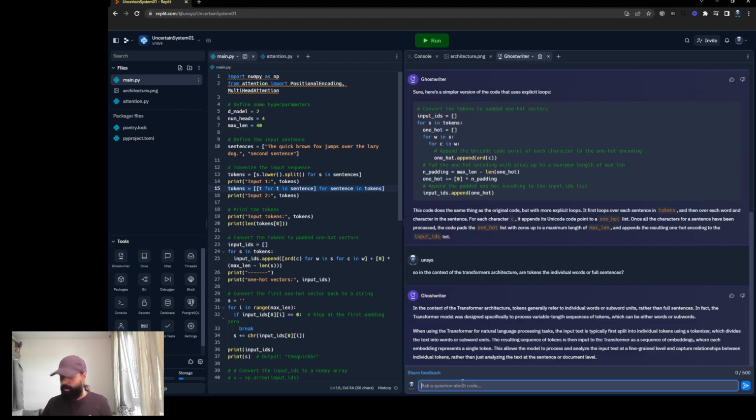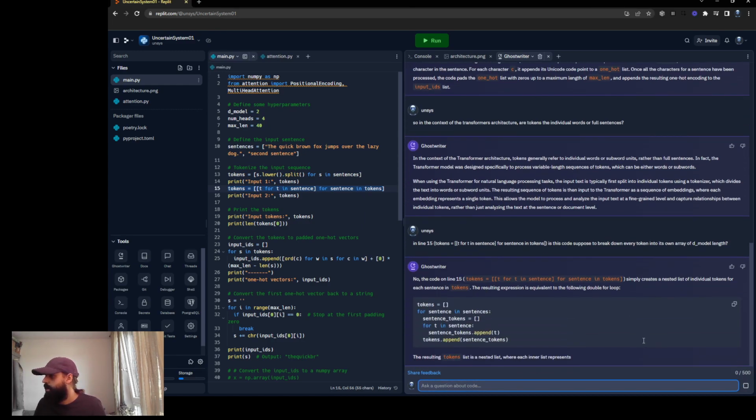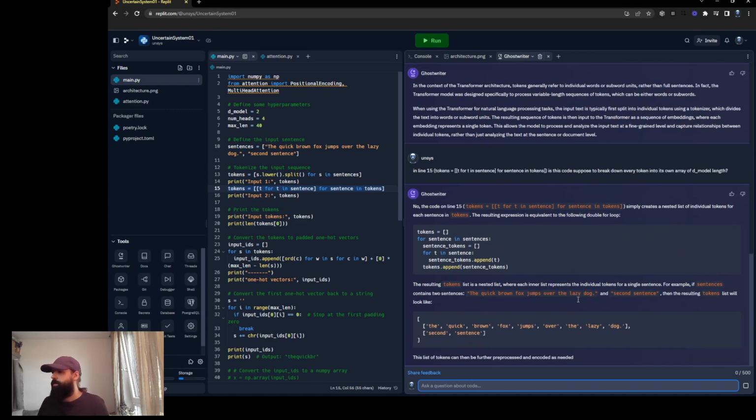So in line 15, is this code supposed to break down every token into its own array, right? Of the model length. Okay, so no, maybe I'm asking the wrong question, right? But it simply creates a nested list of individual tokens for each sentence.